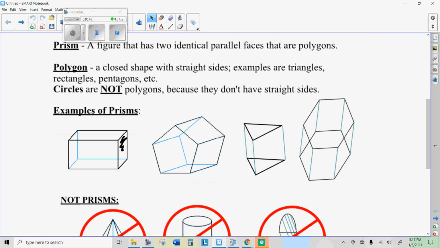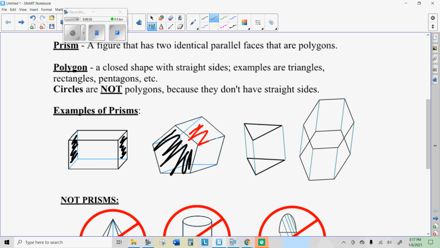And like these would be the two parallel faces. On this one, the faces are pentagons, this one and then the back one back here. Okay, on this one, the parallel faces are triangles. And then this last one, the parallel faces are these hexagons.